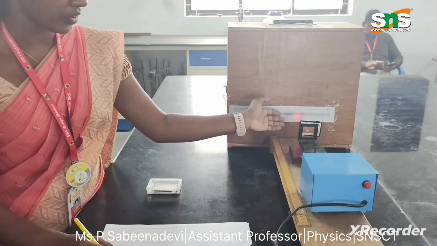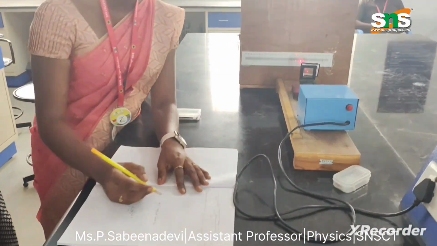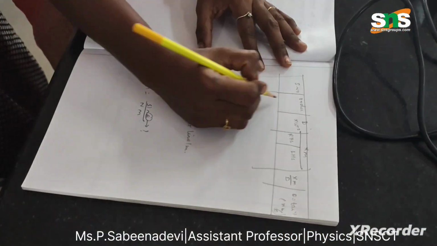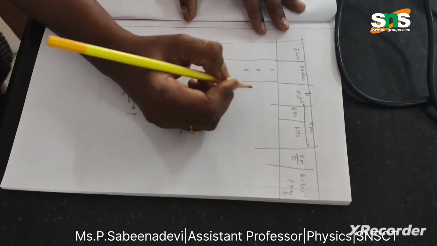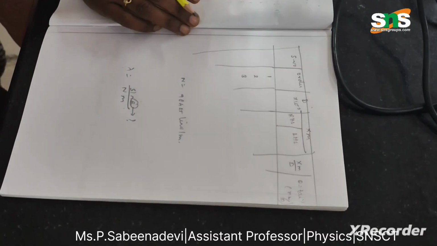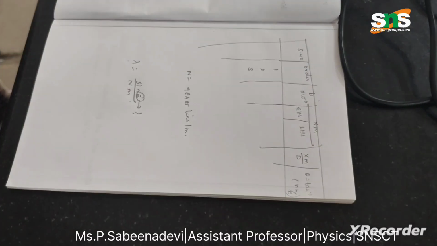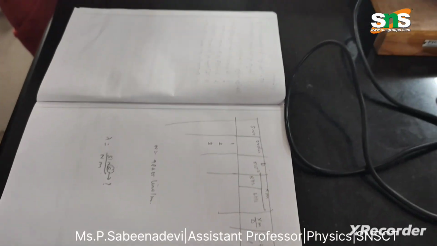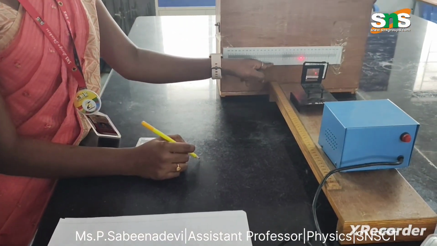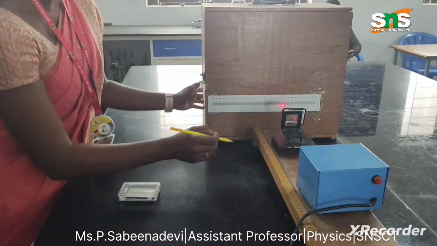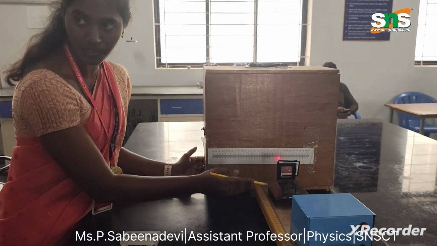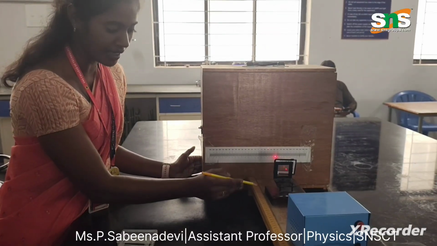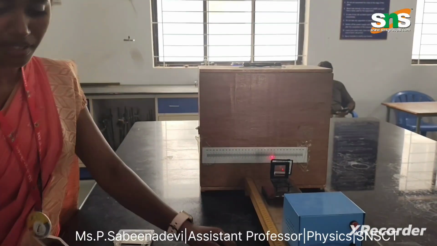So here we have many spots. First of all, serial number, then order. Let's take three orders: first order, second order, and third order. D is the distance between the screen and the glass plate. This is the glass plate and this is the screen, and we measure the distance between these two. Here the distance is 7 centimeter.